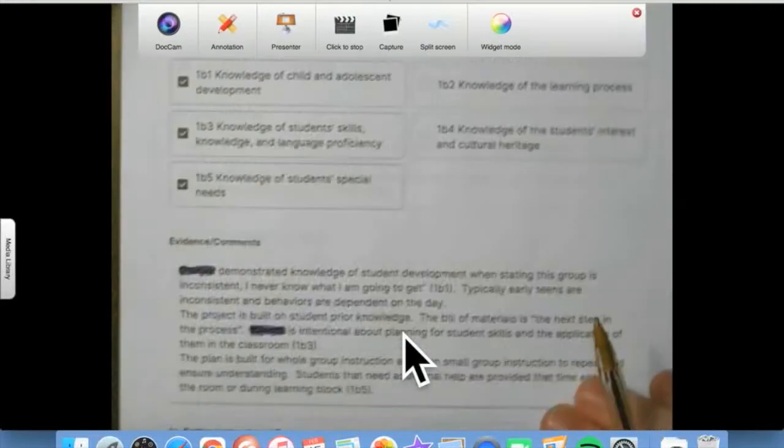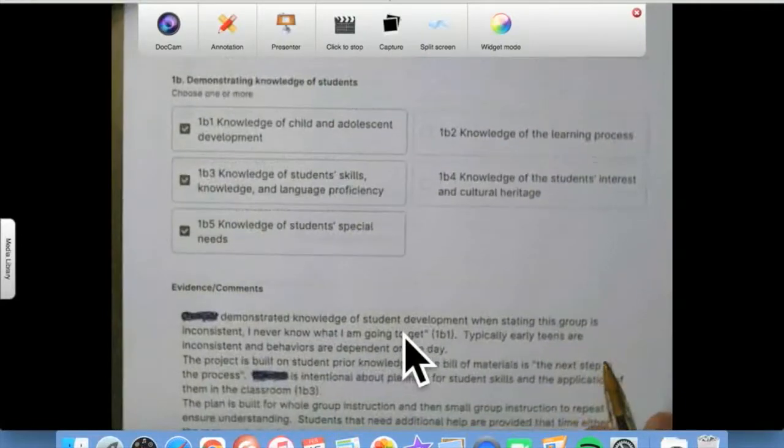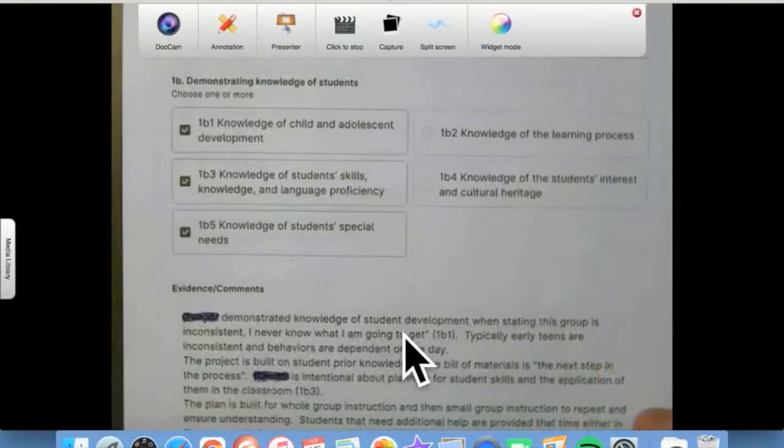Demonstrating knowledge of students. This is where a lot of people can struggle, especially if you're new and you haven't quite figured out a way to get that rapport with your students yet. Demonstrating your knowledge of them is a big deal. Like I said in the first video, forming a good relationship with your students is the basis of everything.